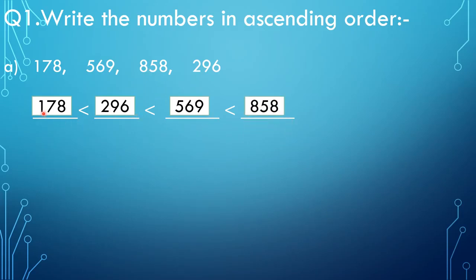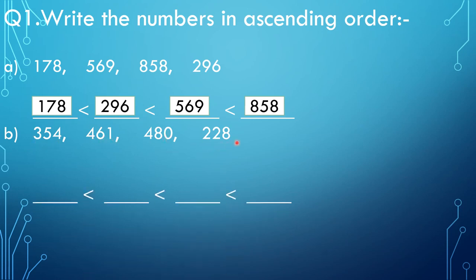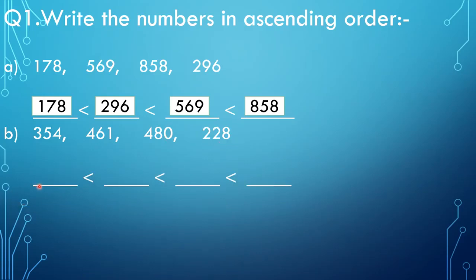So how we can read it beta? 178 is smaller than, ये जो sign है ये smaller than का sign है. So 178 is smaller than 296. 296 is smaller than 569 and 569 is smaller than 858. Okay. Now in B part, it is given 354, 461, 480 and 228. Now we have to arrange it in ascending order.